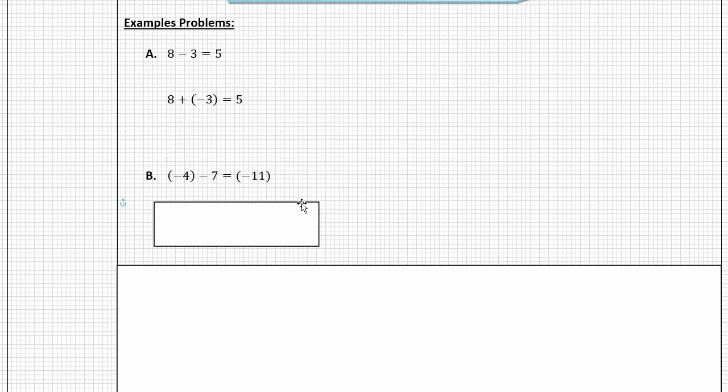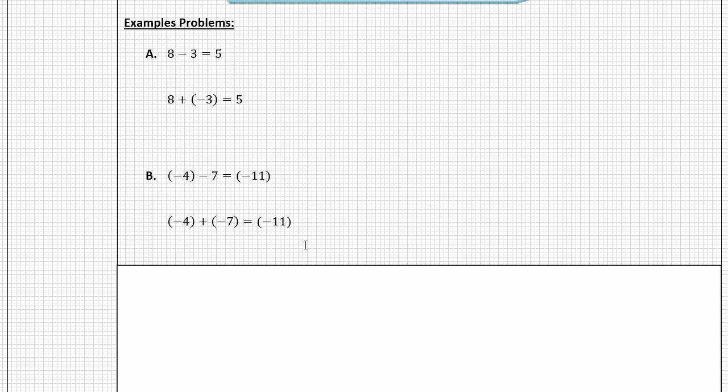But you can also think about it this way. -4, keeping that the same, change subtraction to addition, and the positive 7 to -7. Keep, change, change. Well, now we know when we are adding 2 negatives that the answer is going to be negative. We know that 4 plus 7 is 11, so the answer must be -11. Alright.